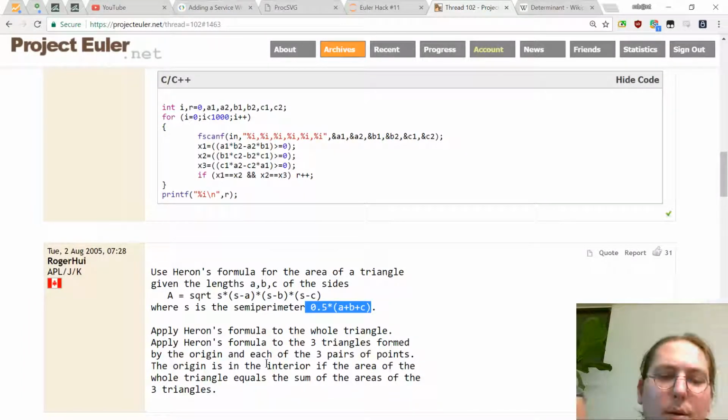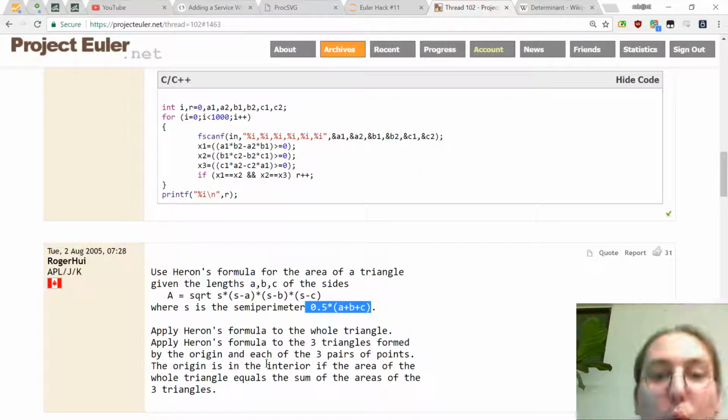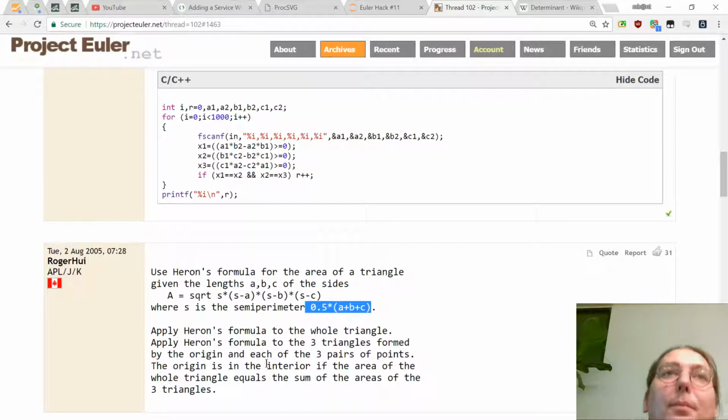I get this one. Apply Heron's formula to the triangle. That one is actually nice. So what he does is he computes this triangle, and creates this triangle, and this one. Computes the area of the three. And if that area is the same as the big one, it's inside.